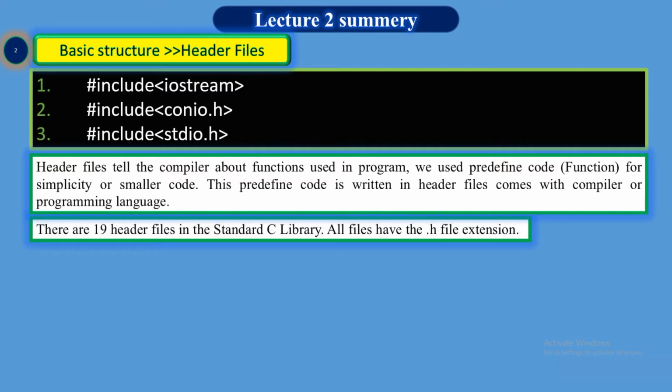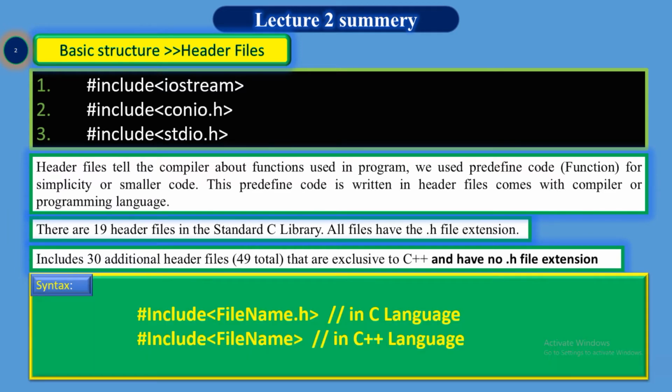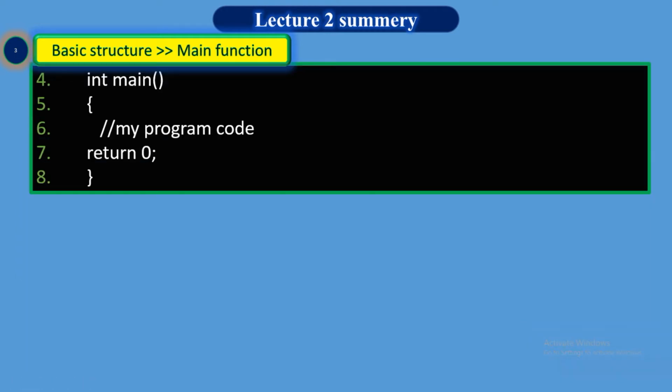There are 19 header files in standard C language with extension .h and 49 in C++ without the .h extension. The syntax of header files is number sign, include, in angle brackets, header file name .h in C language, and number sign, include, header file name in angle brackets without any .h extension in C++. Next, in basic structure, we have the main function.